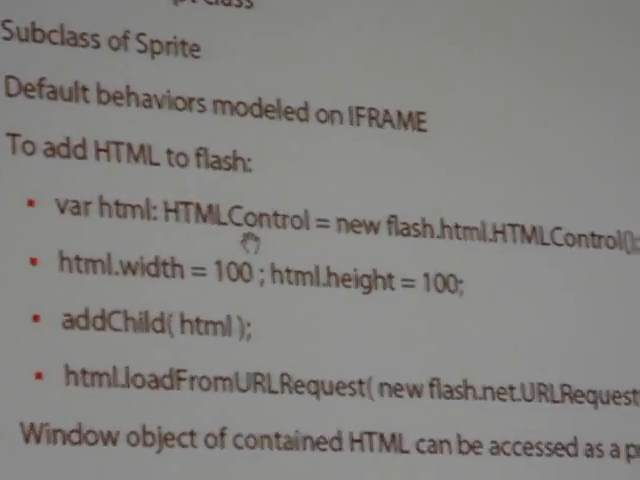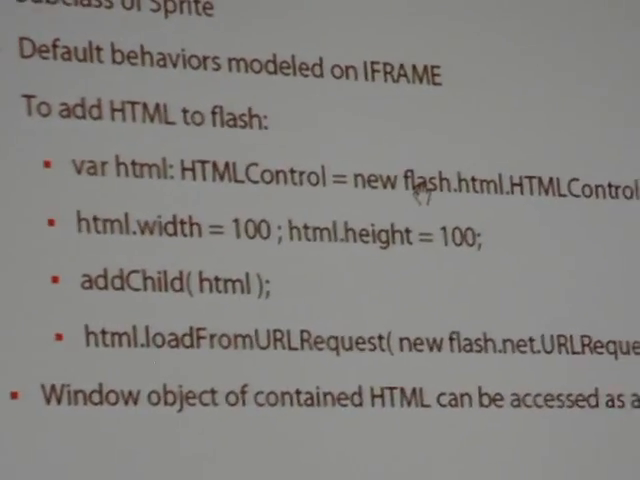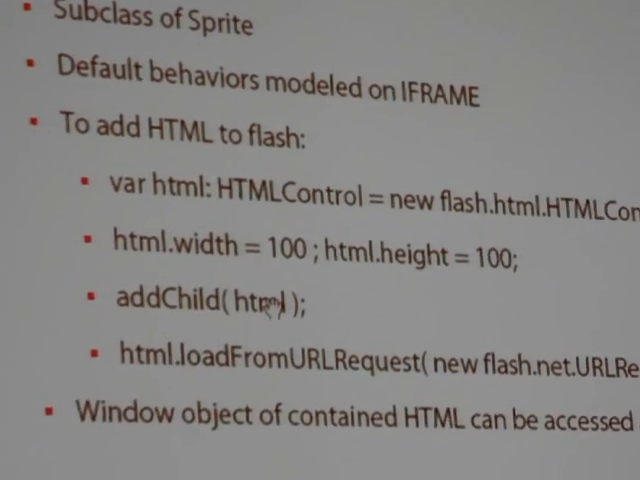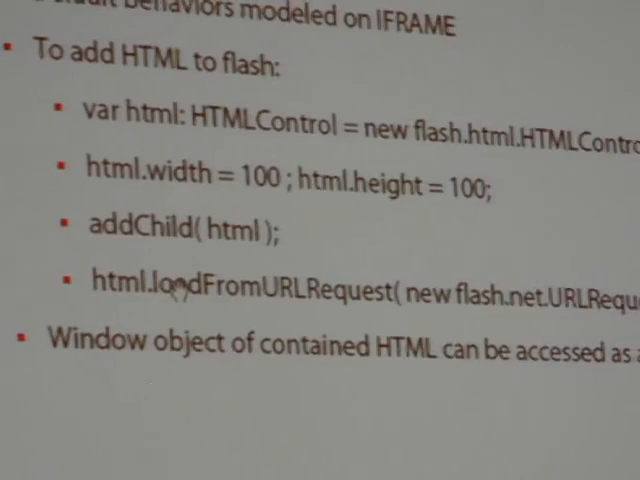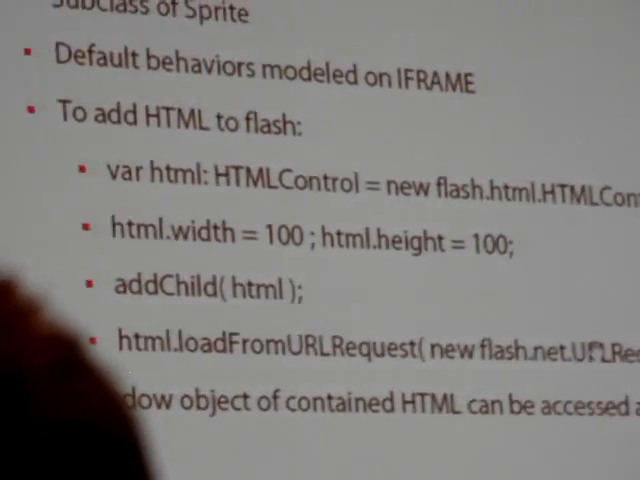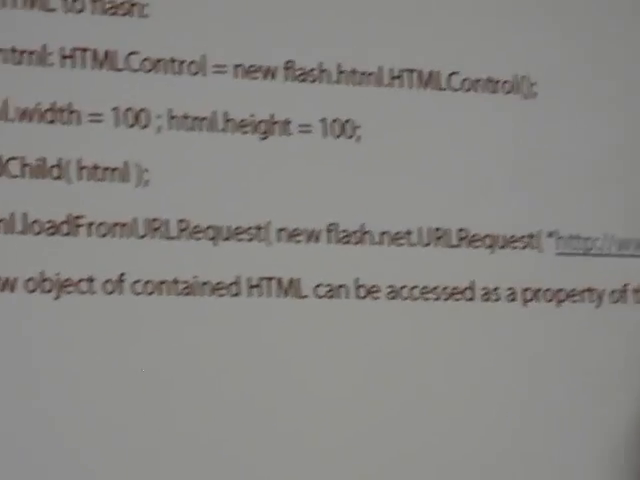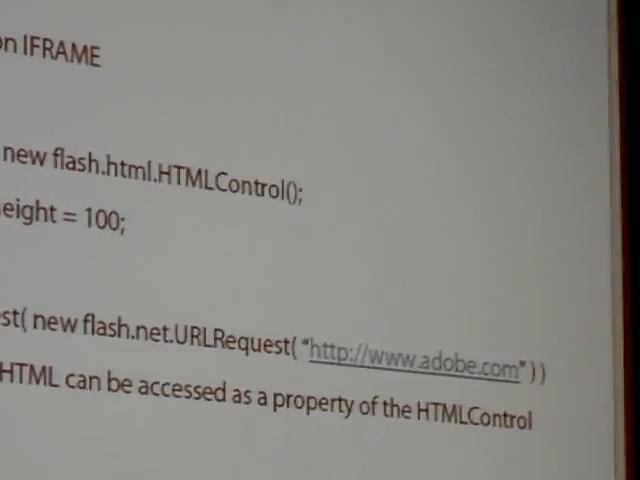So here's some sample code to add HTML to Flash. You can see you instantiate a new HTML control. You can set its height and width to whatever you want. You can add it as a child to the display list. And then you can load from a URL request and have it load adobe.com or any other URL you want. And since this is a URL request, you can add extra request headers. You can set cookies. You can have host data and all that sort of stuff. And you can point it at any URL that URL request can talk to.